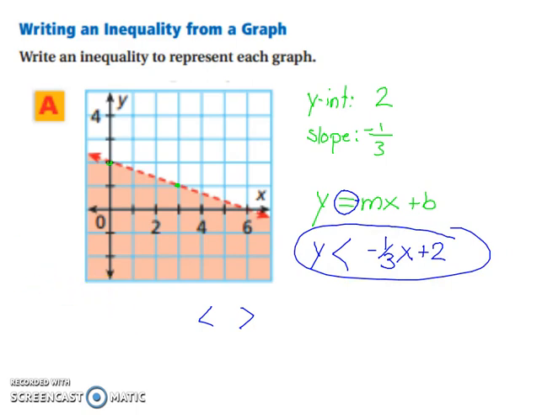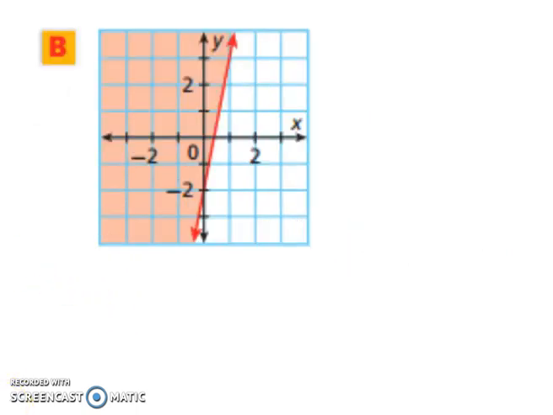Let's try another one. So just like before, we need a y-intercept and a slope. Our y-intercept is negative 2. That's where it crosses the y-axis. And then the next nice point we have, so we're going to go up 1, 2, 3, 4, 5, and then we're going to go over 1. So 5 over 1, which you can write as 5.